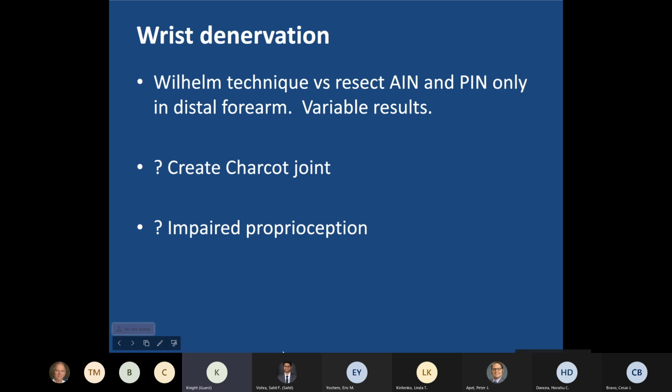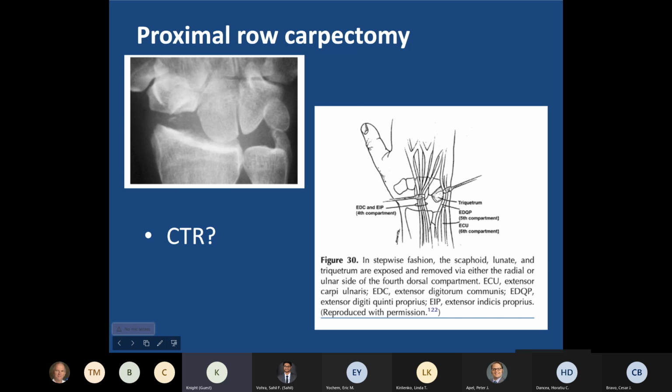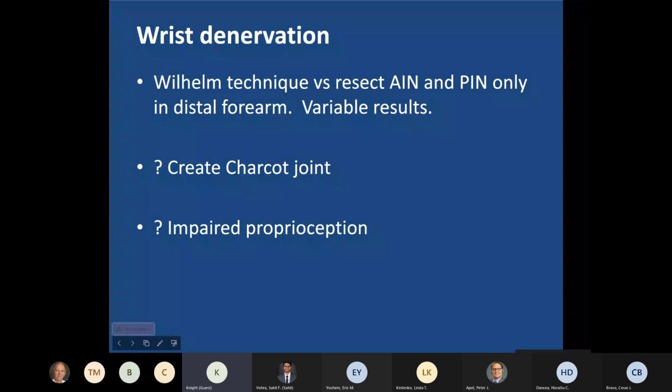There's variable results with denervation. Some patients get a lot out of it, some don't. There's a lot of controversy as far as creating a Charcot joint, which hasn't really been proven. There is perhaps a risk of increased degenerative change. And of course, there's a lot of papers on impaired proprioception. Does interrupting these nerves that go to the wrist capsule cause some sort of issue? It's been extensively studied, and I think the consensus is it doesn't necessarily do that. So a lot of people will add that into their wrist fusions, like a PIN neurectomy. Next.